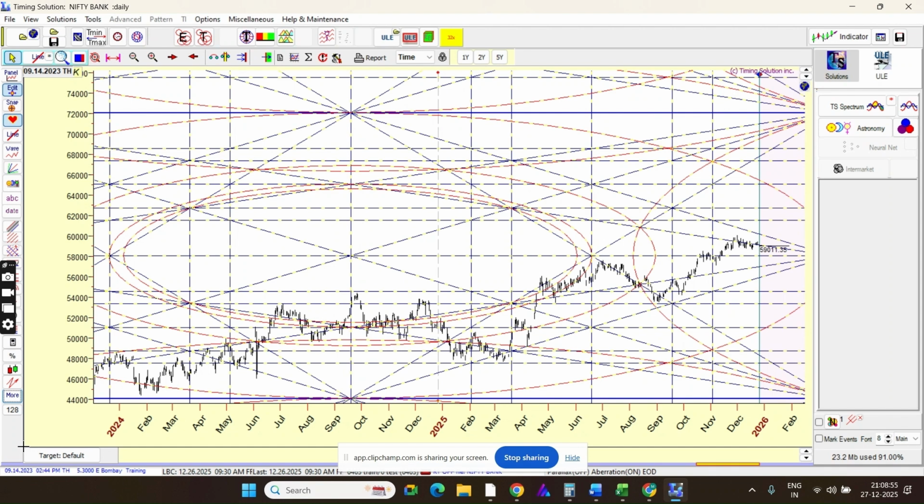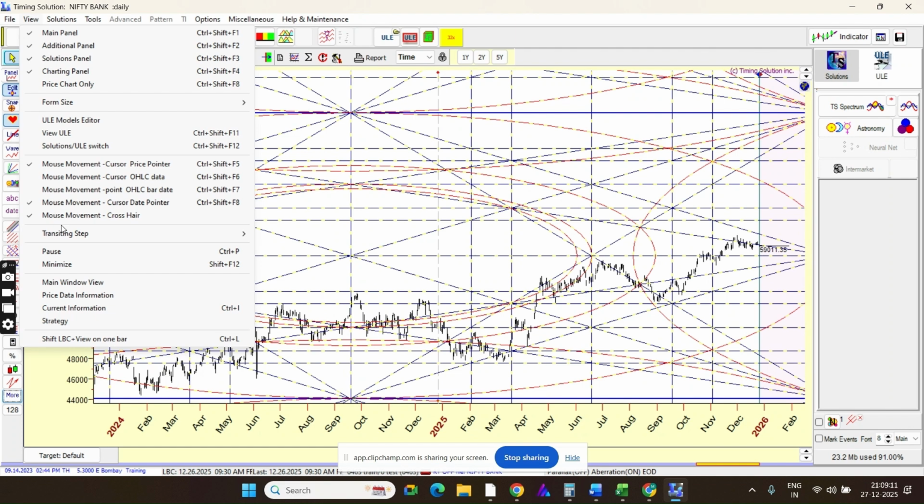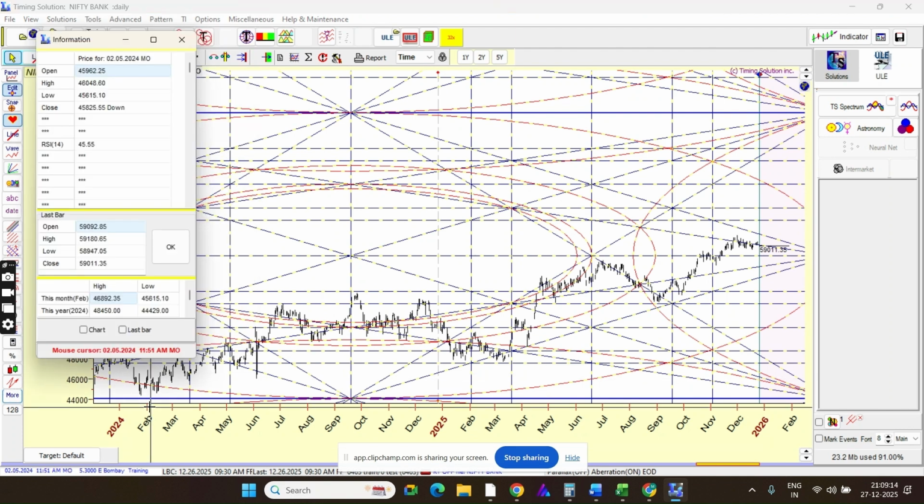If you see here on the chart at the bottom, we have the 44,000 level where Bank Nifty made a low on 25th January at 44,429. So that is 25th January 2024. From there a new price cycle has started, and this price cycle is continuing till Jan 2027.